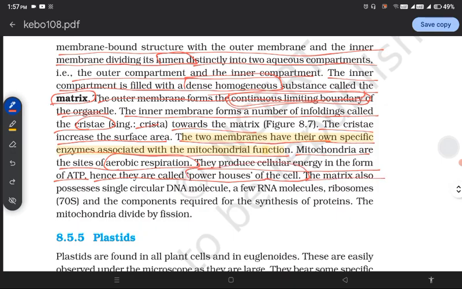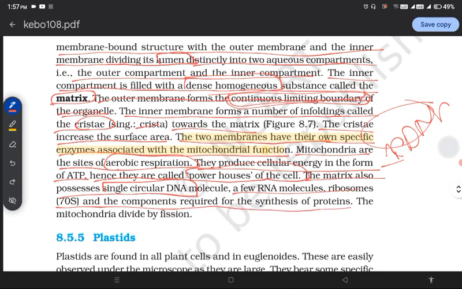The matrix also possesses a single circular DNA. Mitochondria matrix जो है possess करता है single circular DNA. And a few RNA molecules, ribosomes (70S) required for the synthesis of protein. The mitochondria divide by fission. कैसा fission? Fission.